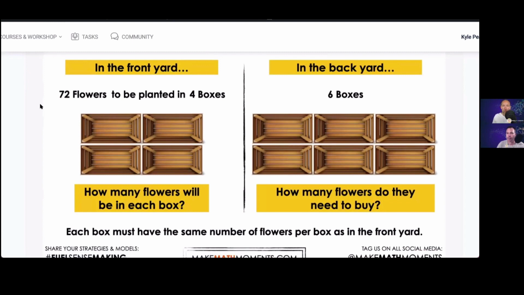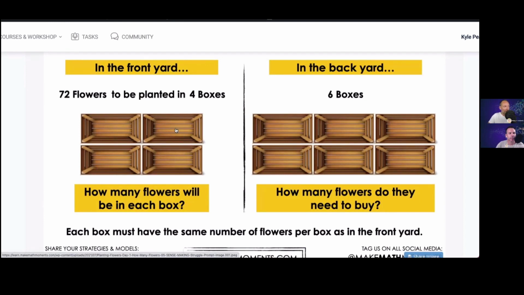This is all very visual. Those who are watching right now can see this. We're asking how many flowers will be in each box. And then if we wanted consistency in the backyard and we had 6 boxes to fill in the backyard, how many flowers do they need to buy for the backyard? So this is fairly complex for those who struggle with multiplicative thinking. The intent here is that everybody has an entry point, and we make it very visual to encourage that.